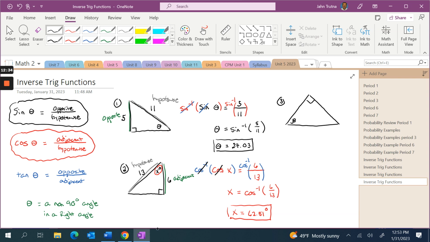Now, beta could just mean x. It could just mean theta. Really, it's just a symbol that represents that missing angle right there. Now, on the right diagonal side of this right triangle, I'm going to mark that as having a length of 17. On the other diagonal side of the triangle, I'm going to mark that as having a length of 9.